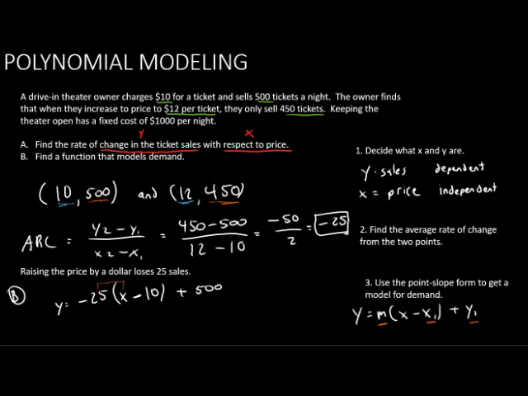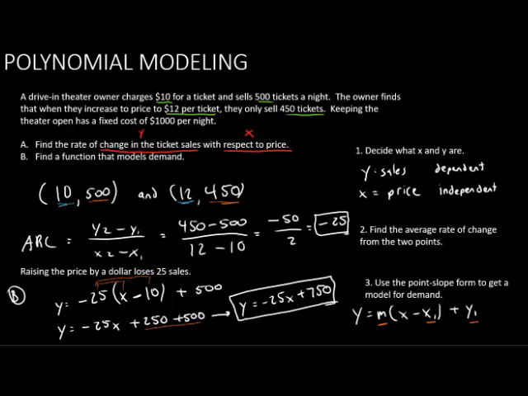Then we'll take this negative 25 and multiply it by both of the terms in the parentheses. Now we'll have y equals negative 25 times x is negative 25x, and negative 25 times negative 10 will give us positive 250. And then we'll still have plus 500. Then we can simplify by combining our like terms, 250 and 500. And our demand equation will now be y equals negative 25x plus 750. This will be the equation that models demand. We'll use this demand model for the future parts of this question.